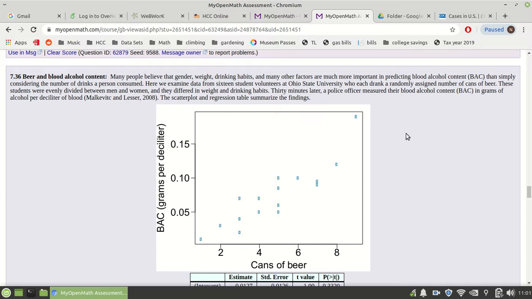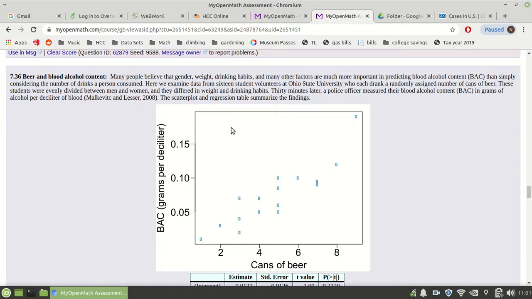Here we examine data from 16 student volunteers at Ohio State University who each drank a randomly assigned number of cans of beer. These students were evenly divided between men and women, and they differed in weight and drinking habits. 30 minutes later, a police officer measured their blood alcohol content in grams of alcohol per deciliter of blood. The scatter plot and the regression table summarize the findings, right?